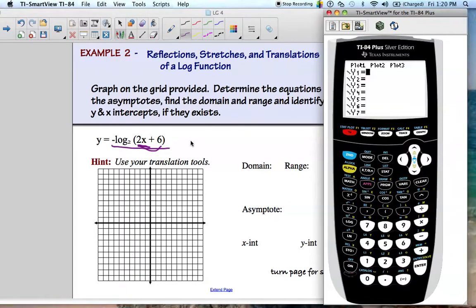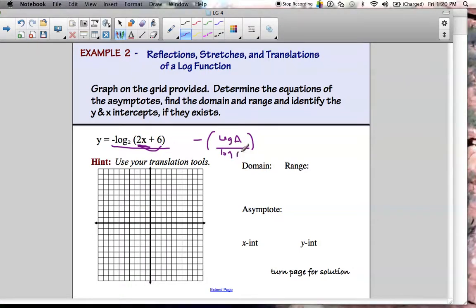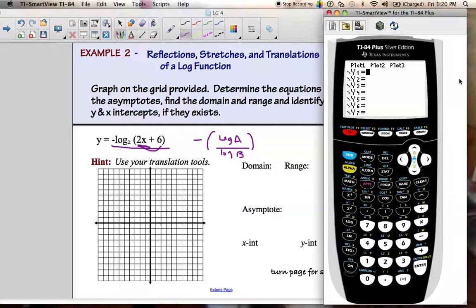So basically what we have is we have a negative, and then in brackets we have the change of base. So we have log of argument divided by log of base. Okay, so you got that negative in front, so just remember that when you're typing in.